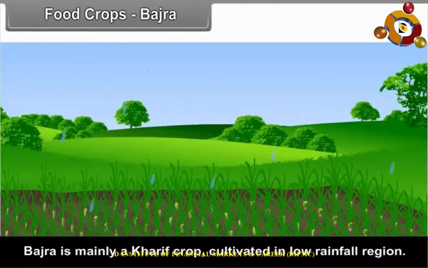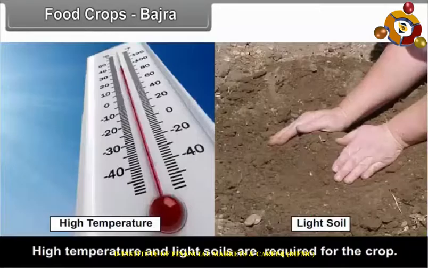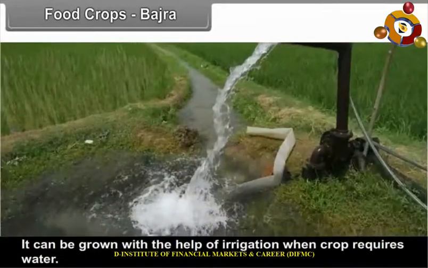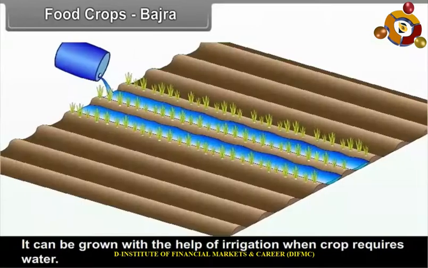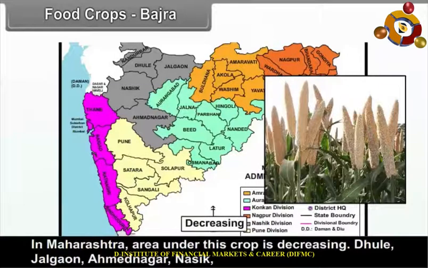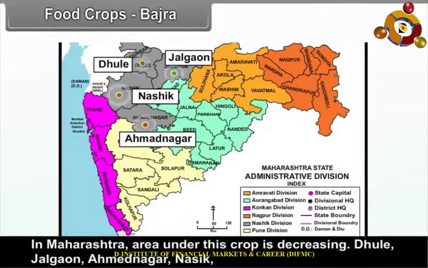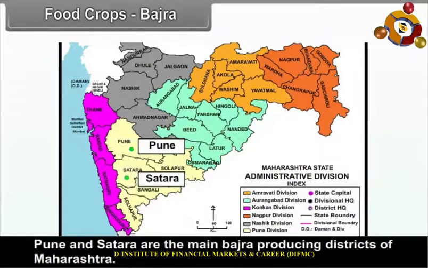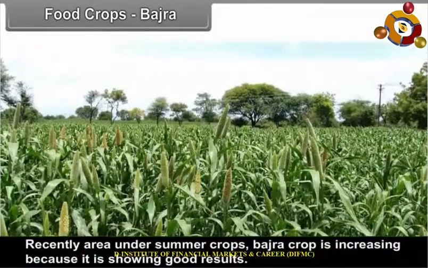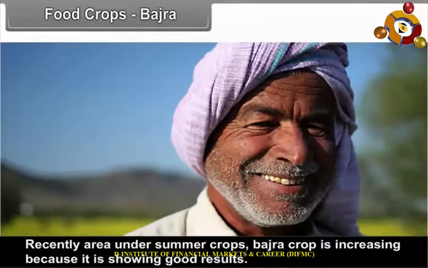Bajra. Bajra is mainly a Kharif crop cultivated in low rainfall region. High temperature and light soils are required for the crop. It can be grown with the help of irrigation when crop requires water. In Maharashtra, area under this crop is decreasing. Dhule, Jalgaon, Ahmednagar, Nasik, Pune and Satara are the main Bajra producing districts of Maharashtra. Recently, area under summer crops, Bajra crop, is increasing because it is showing good results.